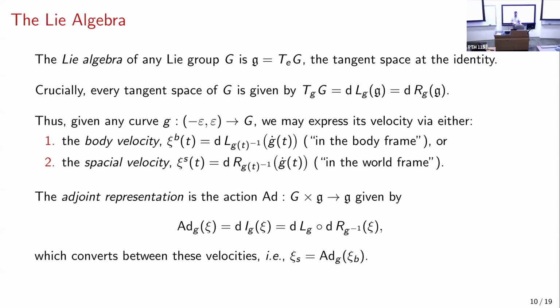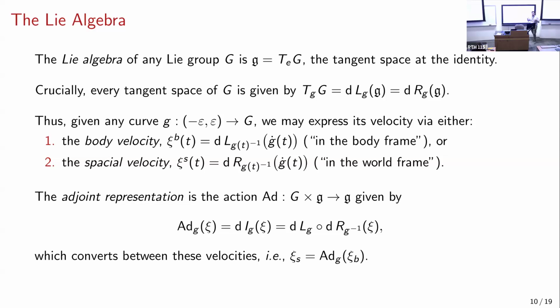And there's one more map I want to talk about, which is an action of G on its own Lie algebra, which is called the adjoint representation. And the adjoint representation is just the differential of the inner automorphism we described before. So we defined this inner automorphism IG, which is just LG RG inverse. And then we took its differential and we evaluated it on the Lie algebra and we get this.